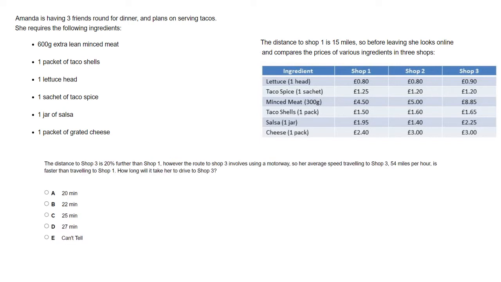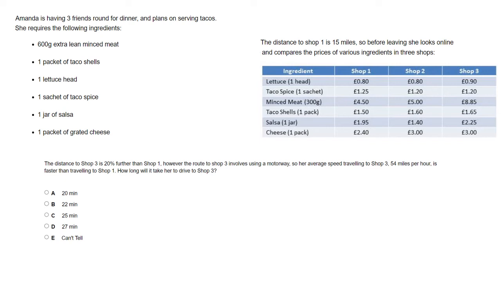Right, next one. Reads again quite complicated. Right, distance to shop 3 is 20% further than shop 1, but the route to shop 3 involves a motorway. You know, and you start thinking, oh God, this is complicated. So you've got to try to realize it's not going to be that complicated. They're not going to set you things which have multiple part calculations in all of this.